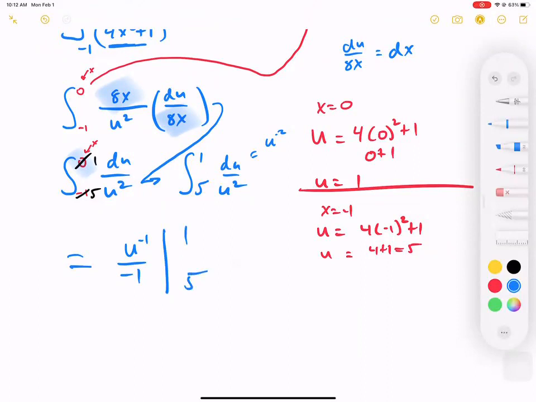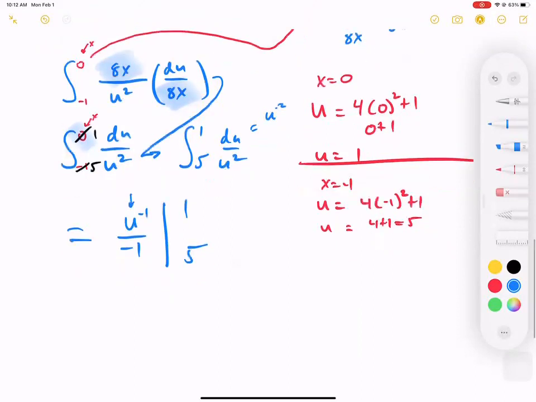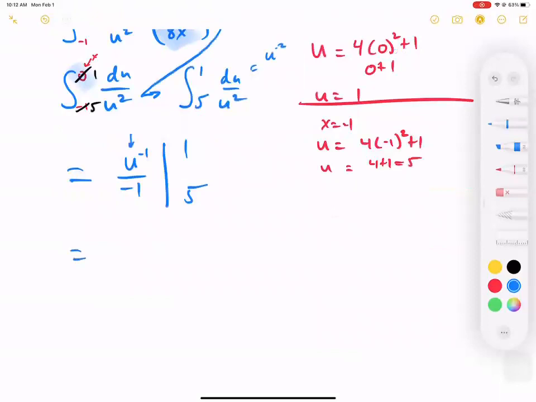Now, normally at this point, we would change our u back to our x version, right? That's normally what we did before. We changed the u back to x after we took the integral. But because it's a definite integral, we can now plug in the values. And we read this as 1 over u, right? That's what this is, with 1 and 5. Since these are u values, we can just plug them in.